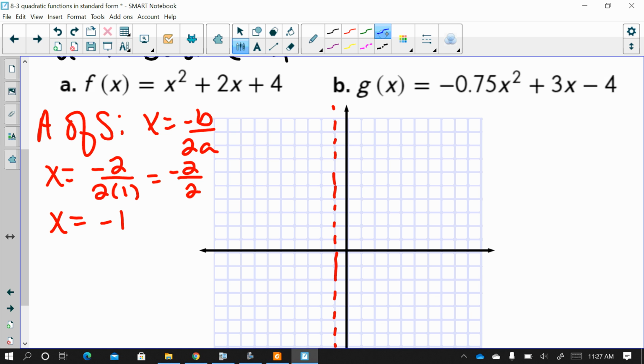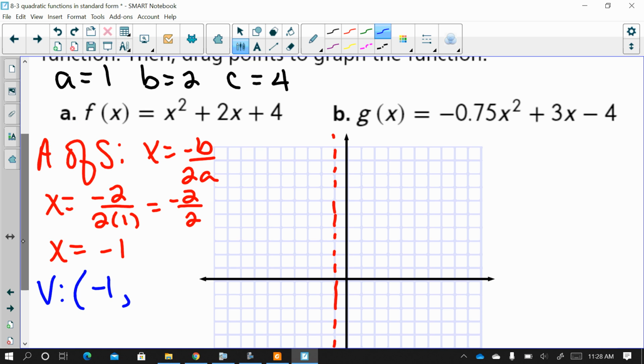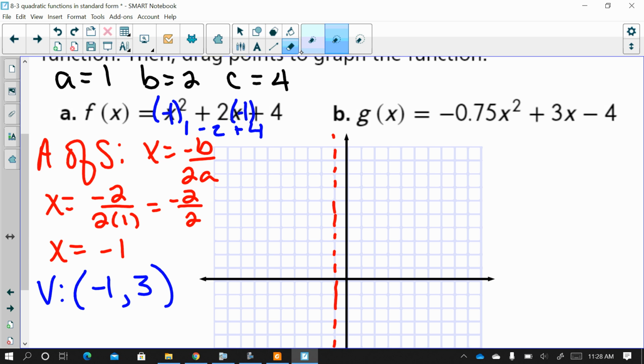Okay, the next thing I need to do is the vertex. Well, I know it's negative 1 comma something, so let's plug in that negative 1. So I have negative 1 squared plus 2 times negative 1 plus 4. Negative 1 squared is a positive 1. 2 times negative 1 is a minus 2, plus 4. 1 minus 2 is negative 1, plus 4 is a positive 3. Okay, so my vertex is the point negative 1, 3. So I plot him: 1, 2, 3.